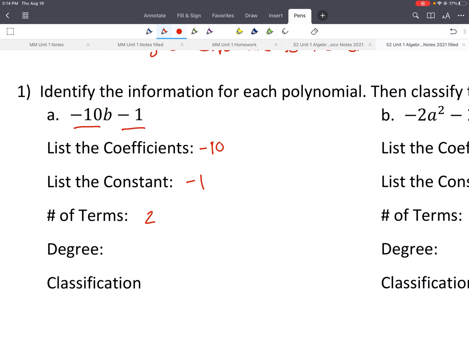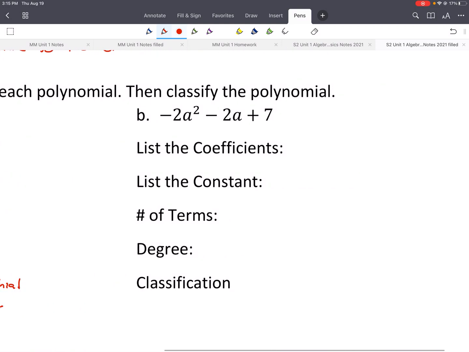Okay. And then the degree, again, if we have a variable and you can't see an exponent, it's always going to be a 1. So a degree of 1. And then we want to classify. So classify by terms is going to be, well, how many terms? There's 2 terms. And again, we have mono, bi, tri, so we have a binomial. And by degree, the highest degree is 1, and that is called linear.